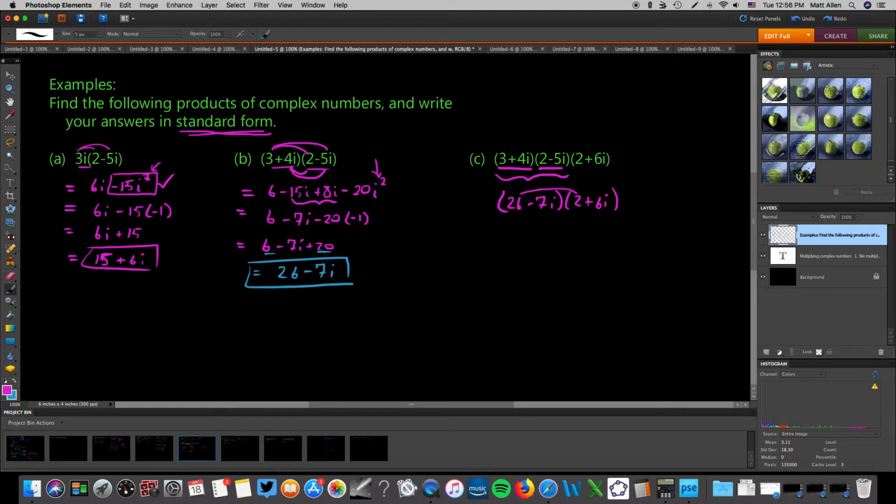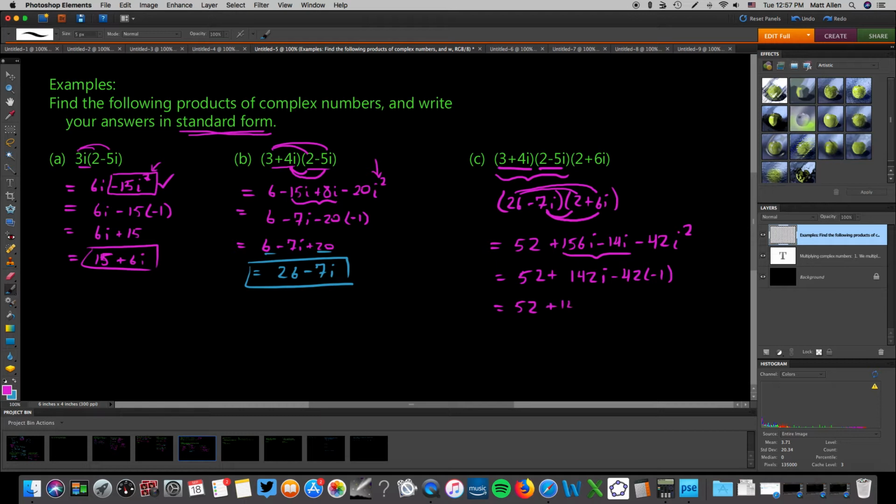So if we go ahead and FOIL these now, we would get 26 times 2 would be 52. 26 times positive 6i would be 156i. Here we'd get -7i times 2, so a -14i. And then a -7i times a positive 6i is a -42i squared. So again, let's clean this up. The very first thing is we tend to combine like terms in the middle. Looks like we get 142i, and that's positive. And then in the back here we have -42 times a -1, which is effectively going to make this a positive 42.